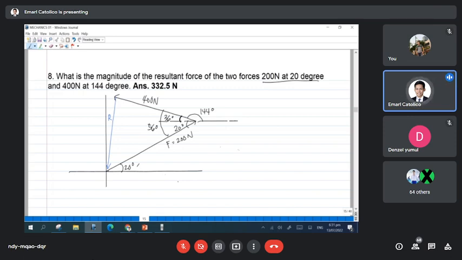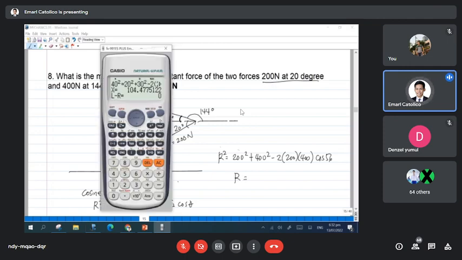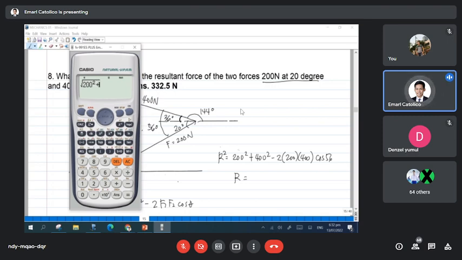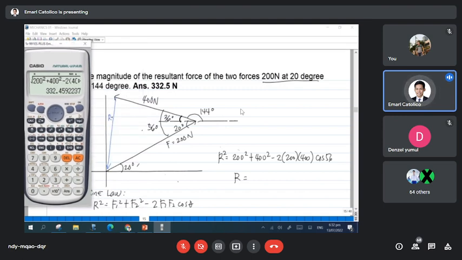Okay. So, gamit tayo ng cosine law ulit. So, R squared is equals to force 1 squared plus force 2 squared minus 2 force 1 force 2 cosine theta. So, ang hinahanap is resultant, direct sub lang siya. R squared is equals to force 1, 200 squared, force 2, 400 minus 2 times 200 times 400. Theta natin yung opposite ng R, which is 56. Cosine 56. Okay? So therefore, resultant natin, so square root of 200 squared plus 400 squared minus 2 times 400 times 200 cosine 56. Okay, so the answer is 332.5 Newton.